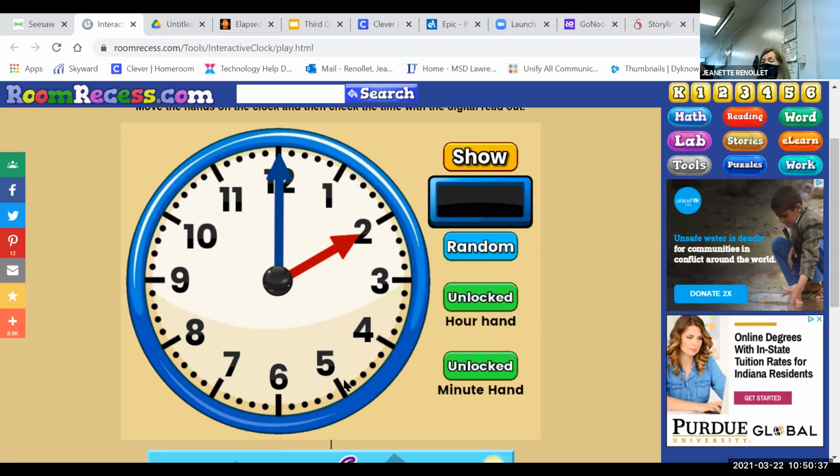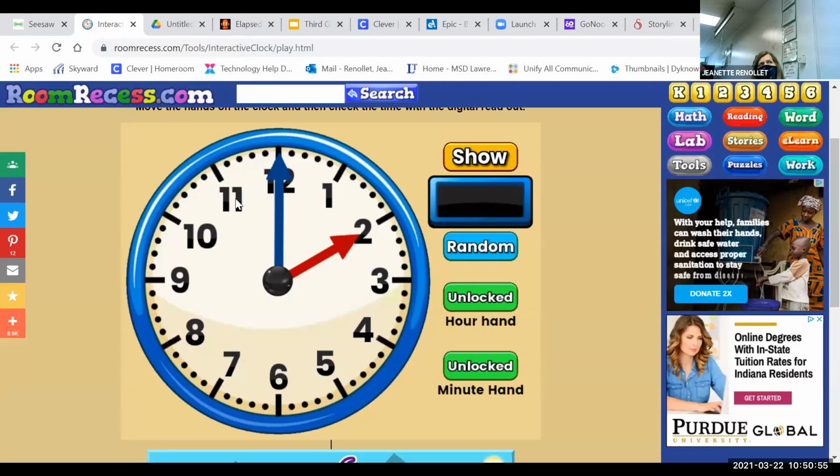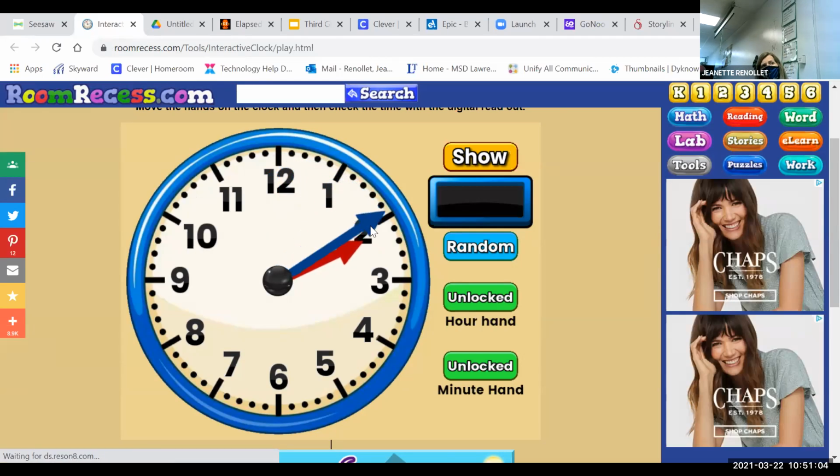After you show your start time, I want you to show how much time has passed. Kaylee reminded us that it took Annalise 30 minutes to eat her lunch. So we need to move our minute hand 30 minutes. Let's go show that. Starting with my minute hand, I can skip count by 5s to show 30 minutes. 5, 10, 15, 20, 25, 30 minutes. Annalise ate lunch for 30 minutes.